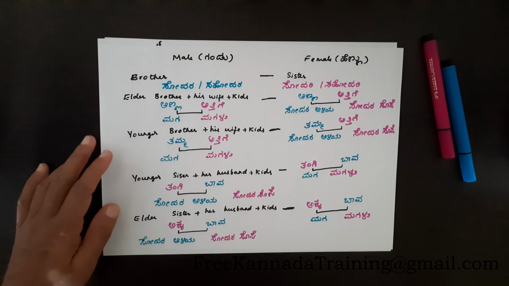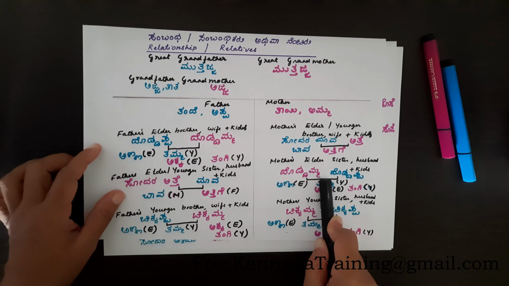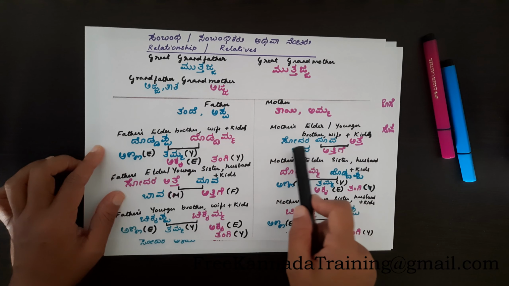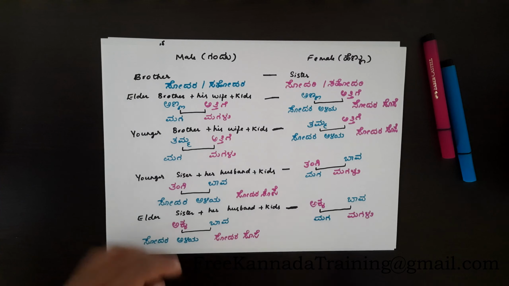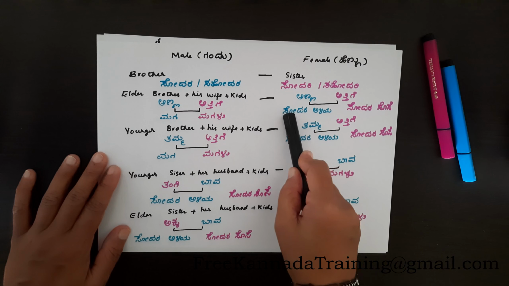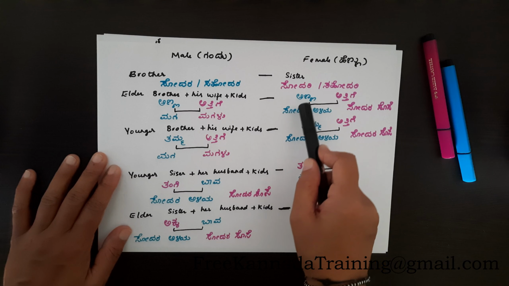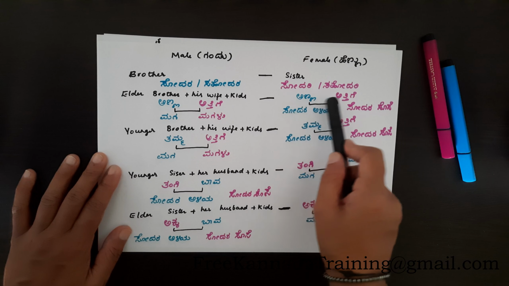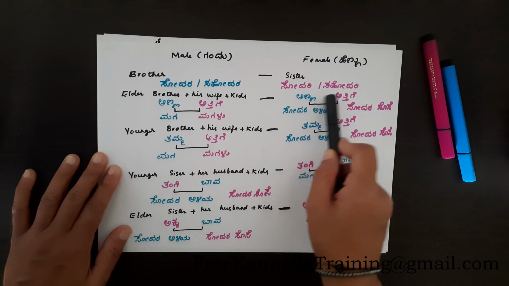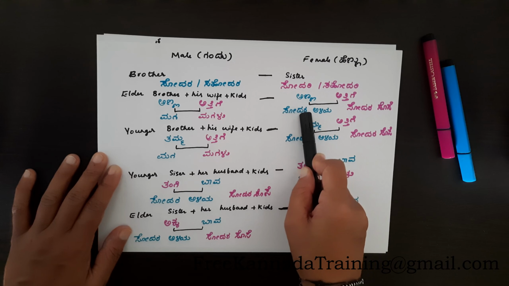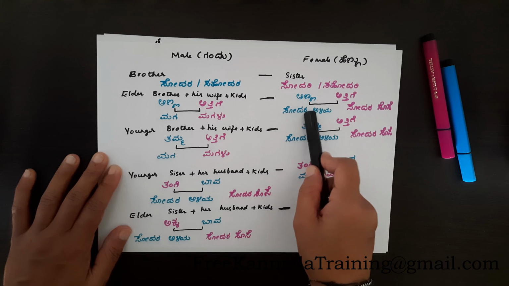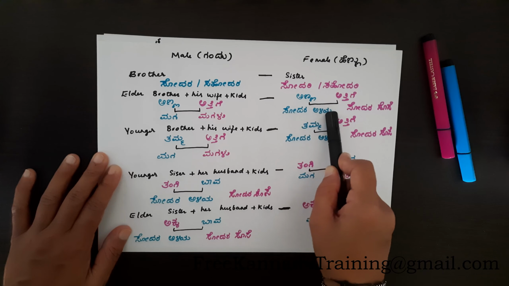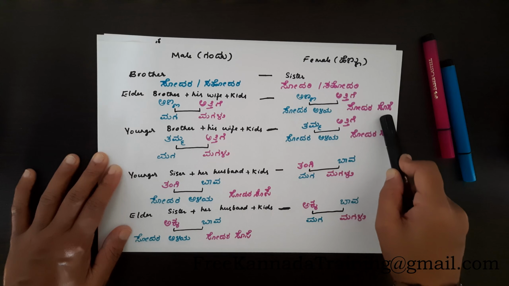So, we have seen previously for mother side, mother's brother will be Sodara Maava. So, same way, here for the kids, your brothers, if you are female, your brother's kids will call you as Sodara Atte. In such case, the kids will be Sodara Aliya and Sodara Sose for you.